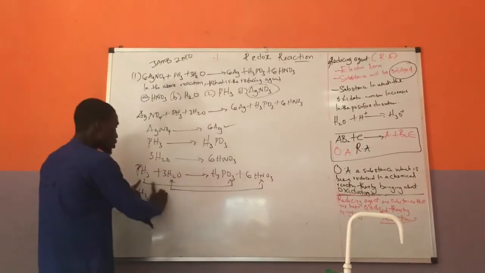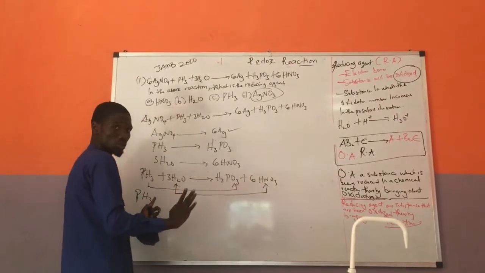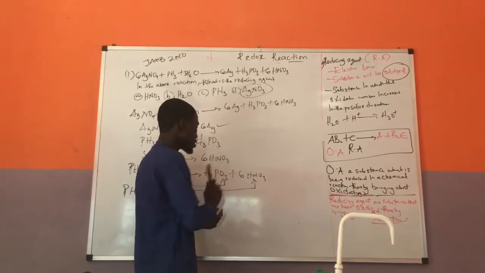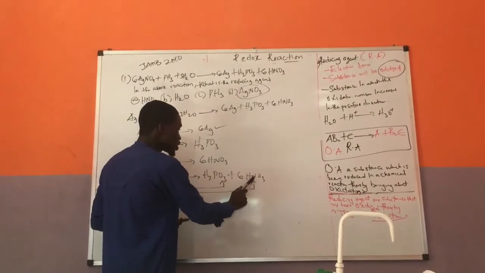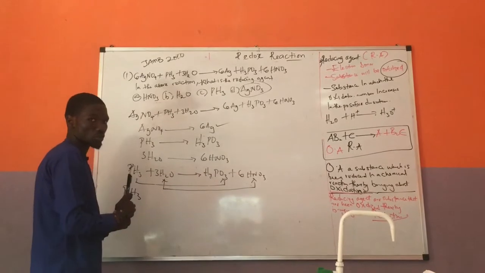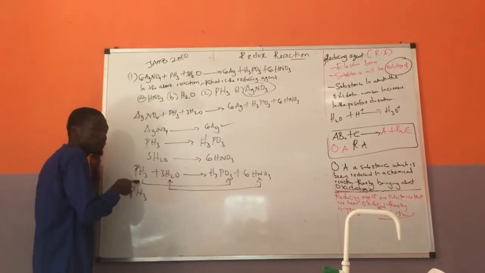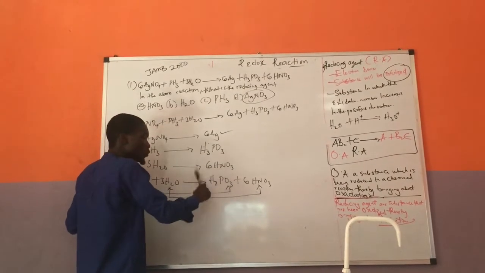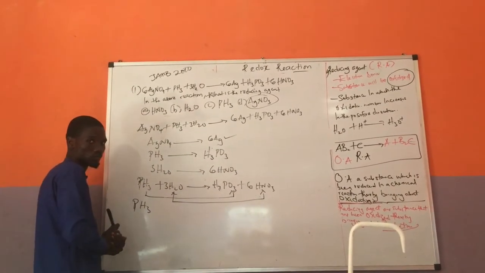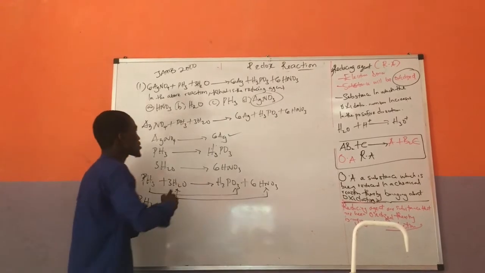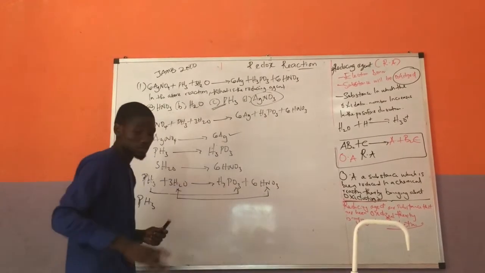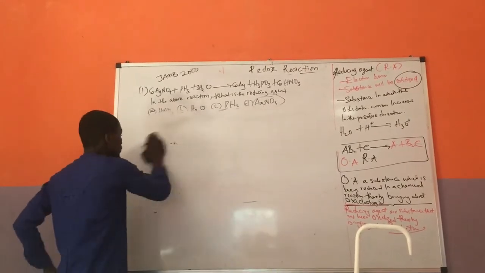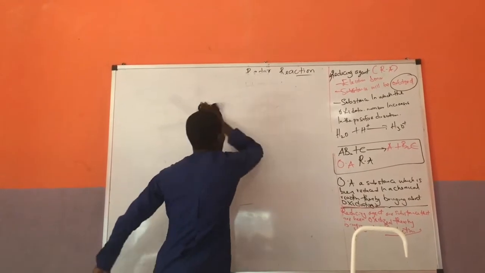You can see now, both carry the number of hydrogen atoms from the product side. I have 3 here, I also have 3 here. But here, we have produced what we call nitrogen. So this PH3 has been oxidized to give me hydrogen triorthophosphate(V). So my answer is C. Take note of that. Now I'll pick another JAMB question.